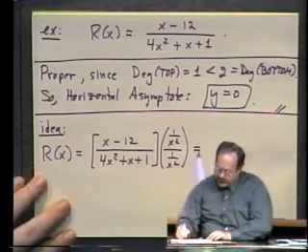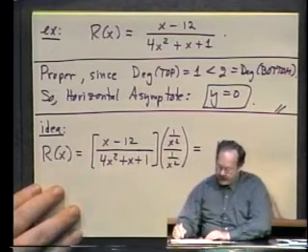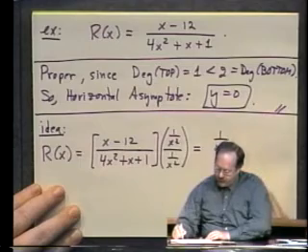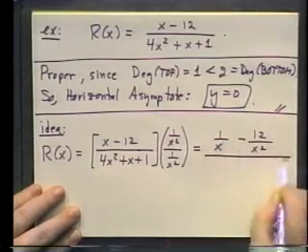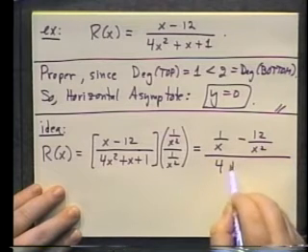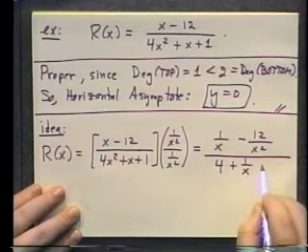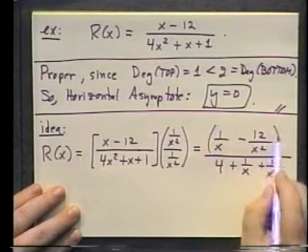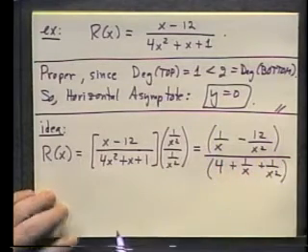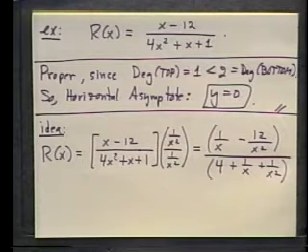When I do this, the 1 over x squared on the top leaves me with 1 over x minus 12 over x squared. And on the bottom I get 4 plus 1 over x plus 1 over x squared. So I have a top and a bottom that look like that. Now why would anyone want to do that? Well, you wouldn't if you were trying to simplify. But look at the point I'm going to make now.